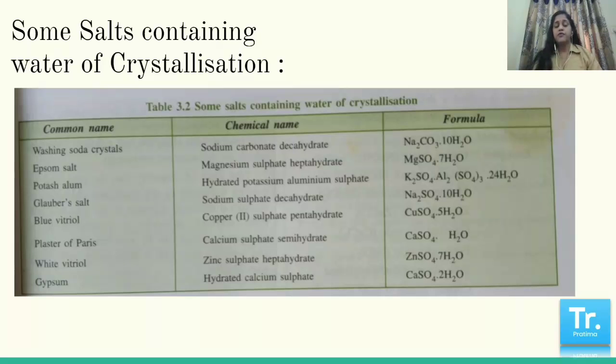So there are some of the common names, the chemical names and formulas from where at least 2 questions, please expect in the question paper, be it washing soda, Epsom salt, potash alum, Glauber's salt, blue vitriol, plaster of Paris, white vitriol, gypsum, green vitriol. It is not there now, but it's there in your text. You should know all the common names, their chemical names and their formulas. I guess a question from here for sure. So this table is very important. Do not leave it. Next slide.